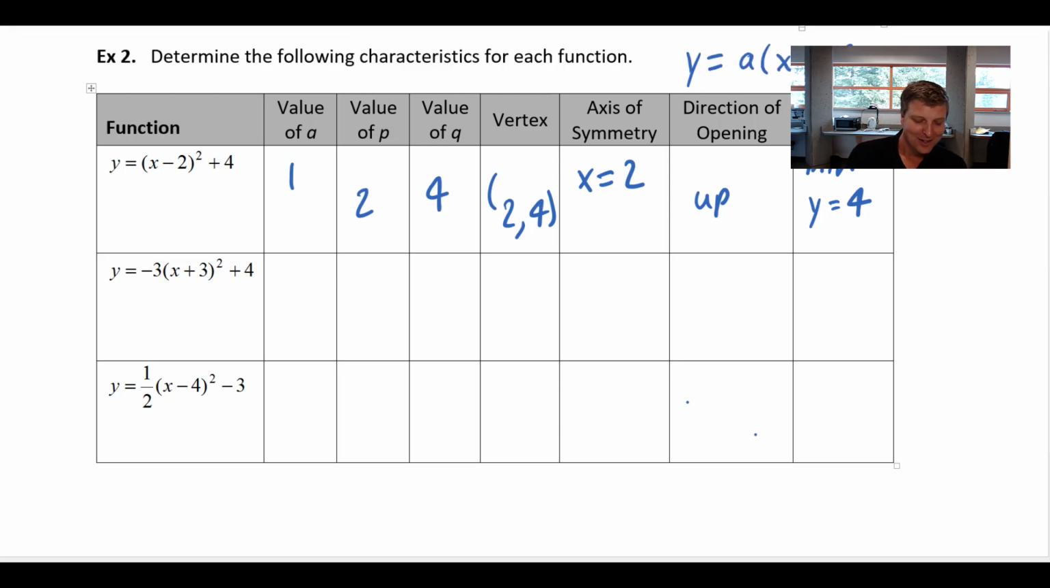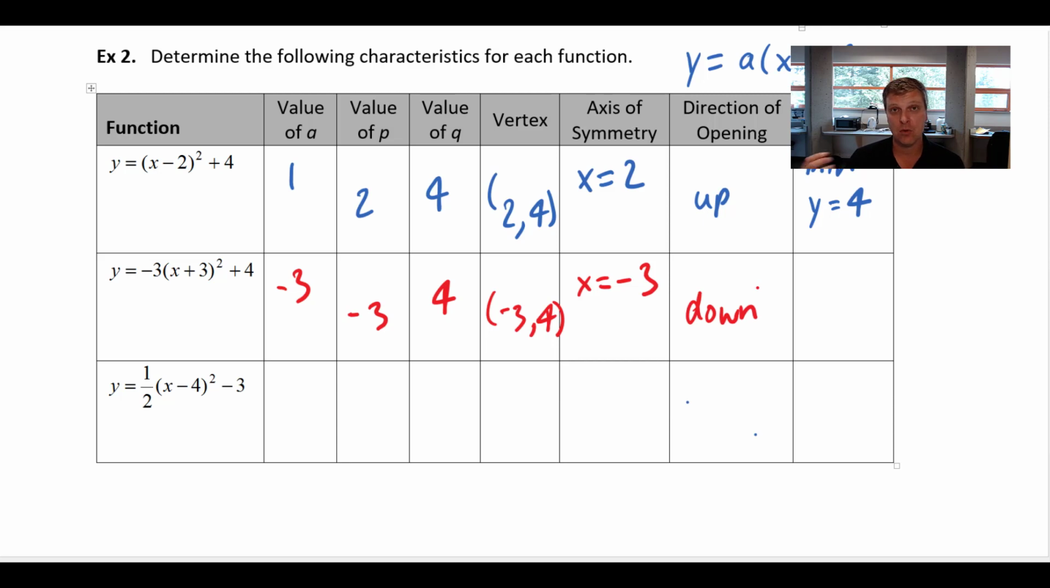Okay, welcome back. So for this next function here, the value of a is -3. The value of p would also be -3. The value of q would be 4. The vertex is located at (-3, 4). The axis of symmetry runs right through x equal to -3. The direction of opening is going to be downwards. And the maximum or minimum value: it's opening downwards, which means there's a maximum value, and the maximum value is going to happen at the y location of our vertex, so y equal to 4.